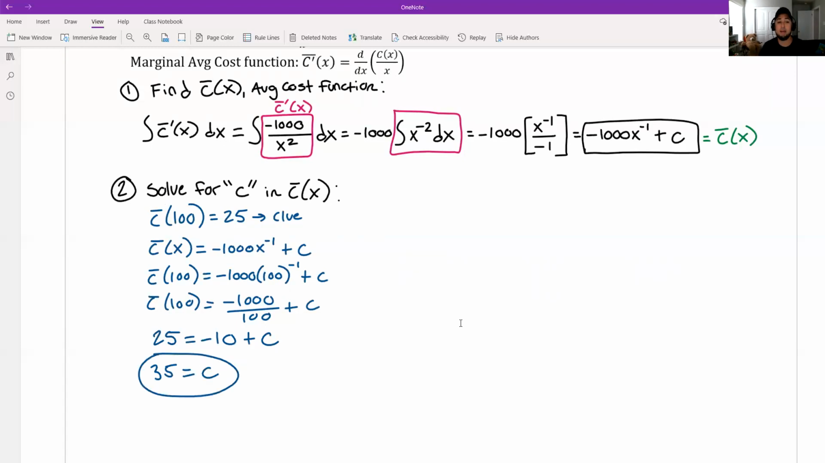So this means we have actually found c bar. C bar of x is now going to be negative 1,000 x to the negative 1 plus 35. So now this is the average cost function.